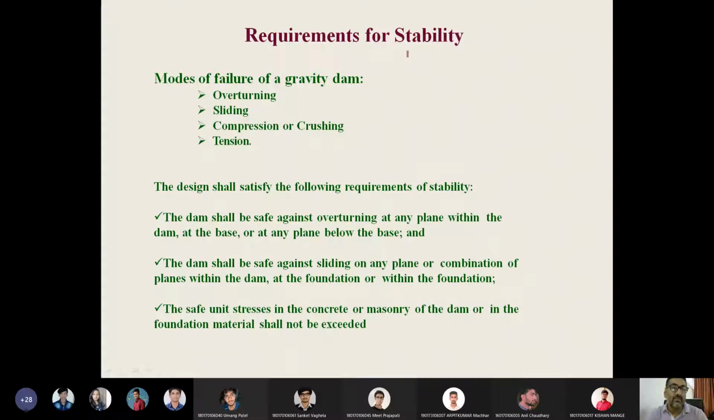But for any dam, failure may take place because of such reasons, and these are like overturning of the dam. The dam body like this overturns. What is overturning? Because of the destabilizing forces on it, it falls like this.